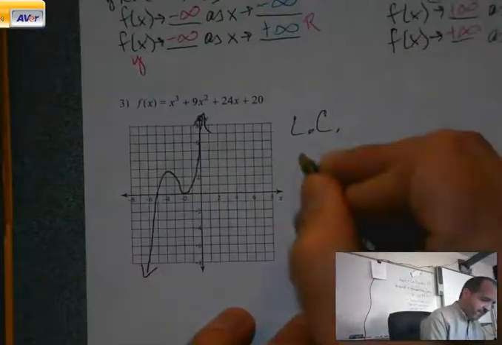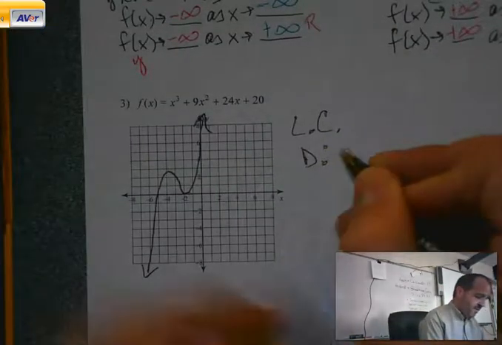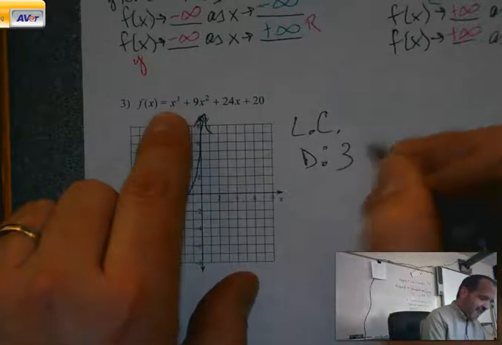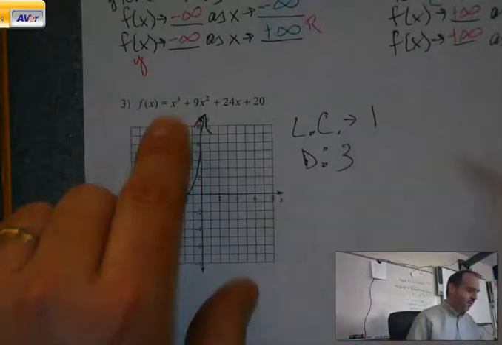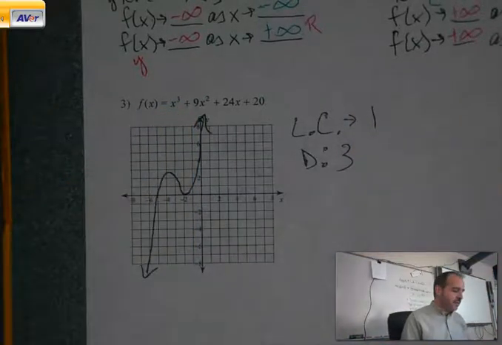So my lead coefficient and my degree. My degree is the biggest exponent. Dang, I wish we'd have had a lead coefficient that wasn't 1 or -1, but it happens. Okay.